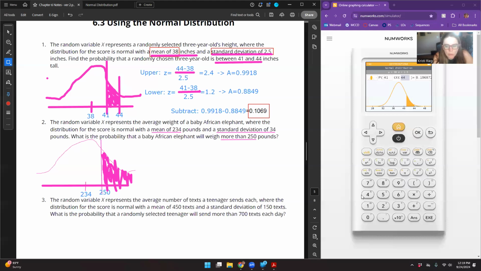So I will go over here to my calculator. I need to go back. I don't need to go all the way back. I'm already in normal distribution, but if I stay where I was, you can see it's kind of tiny.